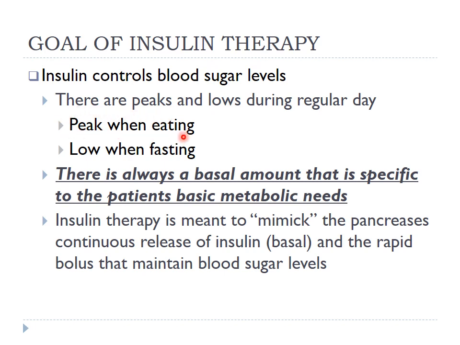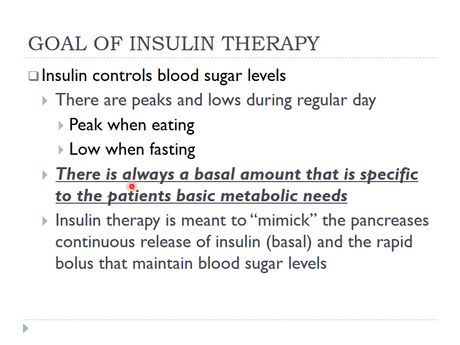We want a peak of insulin, or a bolus of insulin, when we're eating, and we do not want a bolus, and we want lower levels when we're fasting. Okay, we want to decrease our metabolic rate. As I said, there is always a need to have this basic metabolic need. Even if you're fasting, you have to have some insulin on board. As I said, with the injectors, we can use multiple doses of intermediate, or better yet, let's use the long-acting ones to meet that basic metabolic need.